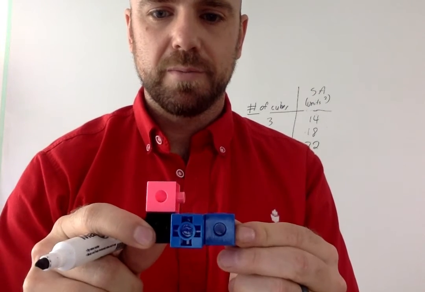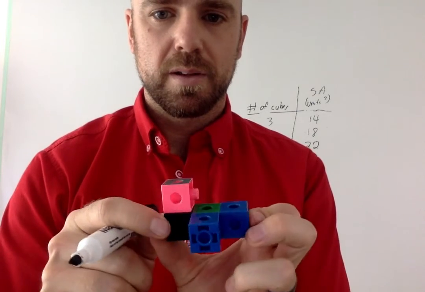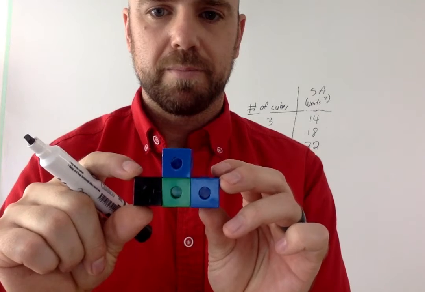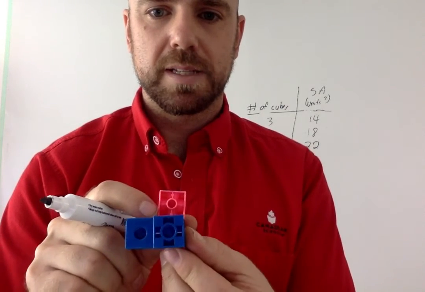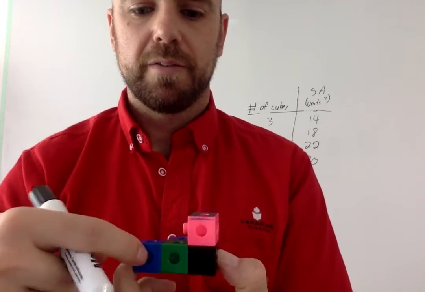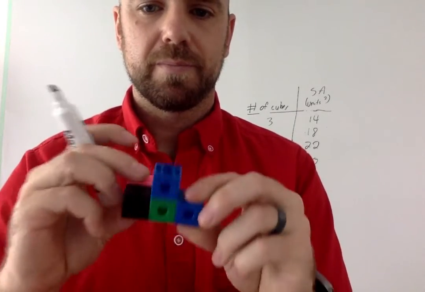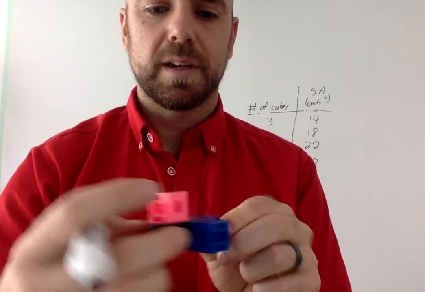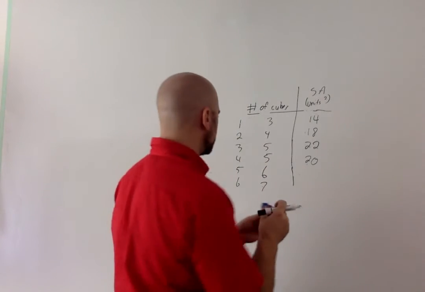So we've got our front view, back, top, bottom, side, and side. So when I actually go and calculate, I got 1, 2, 3, 4, 5, 6, 7, 8, 9, 10, 11, 12, 13, 14, 15, 16, 17, 18, 19, 20, 21, 22. So this one has 22.